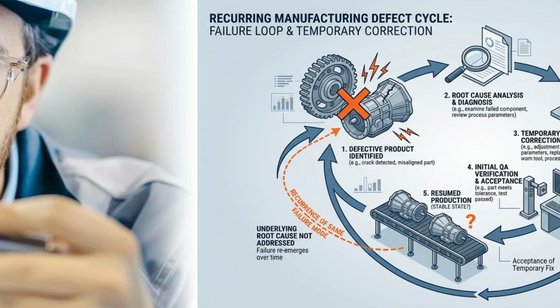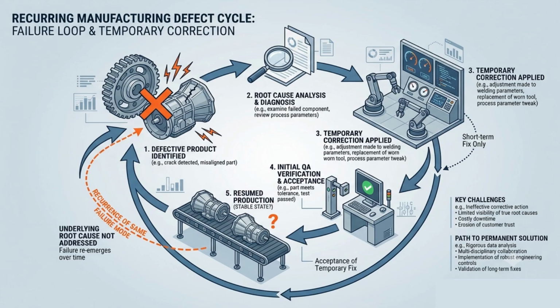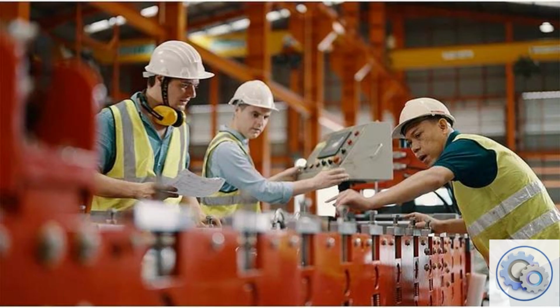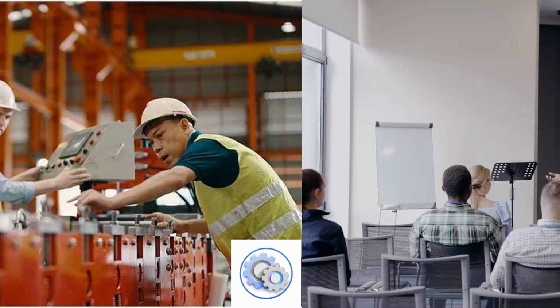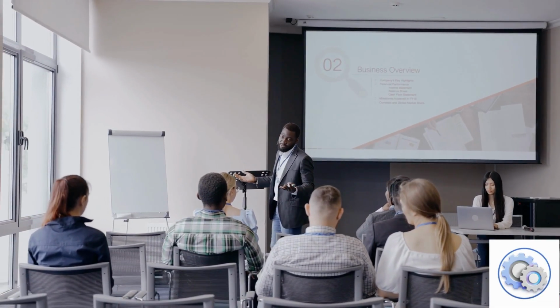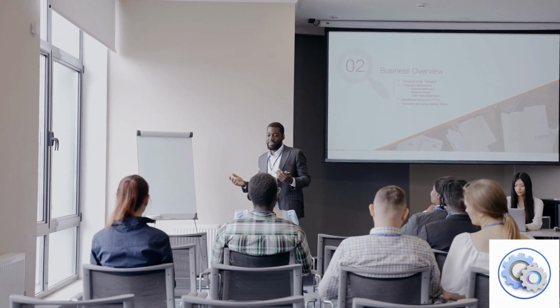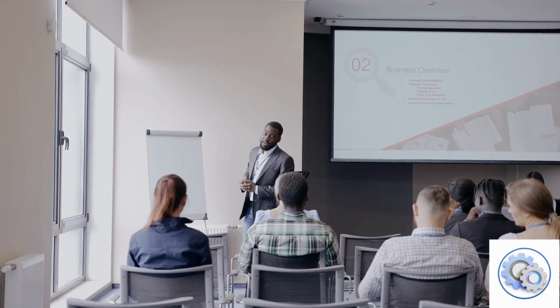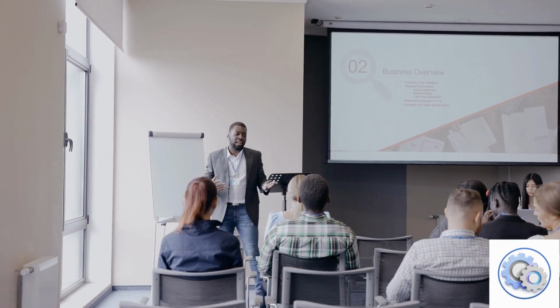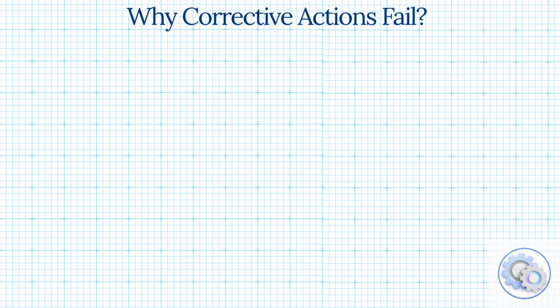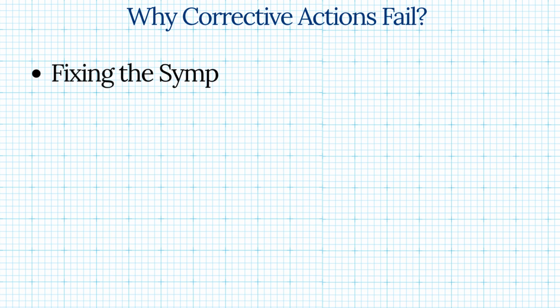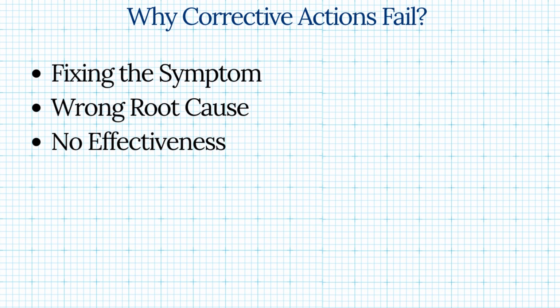The uncomfortable truth is this. Most recurring problems are not new problems. They are unresolved ones. In today's video, I want to break this down simply. There are only a few real reasons why corrective action fails and why problems keep coming back even after fixes are implemented. And most of the time, it has nothing to do with the effort. It has to do with how we define the fix.